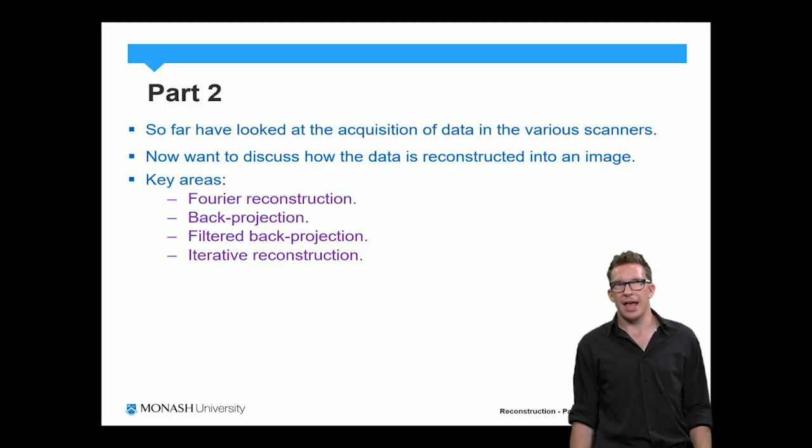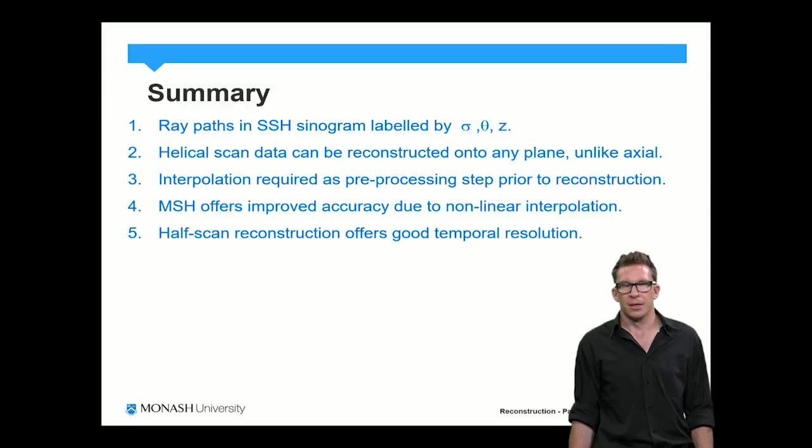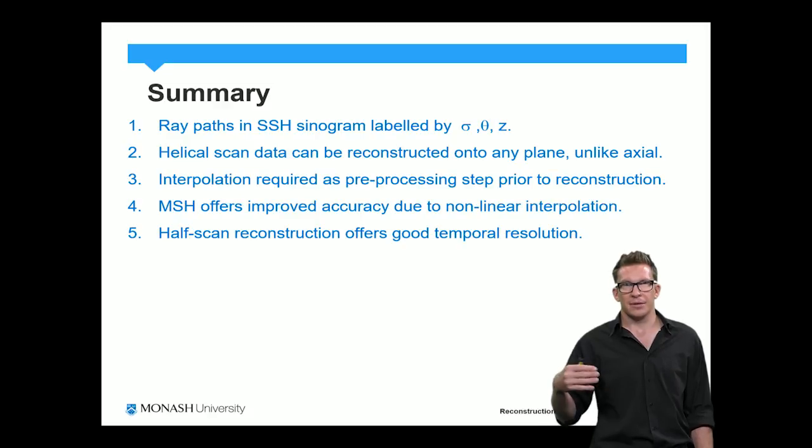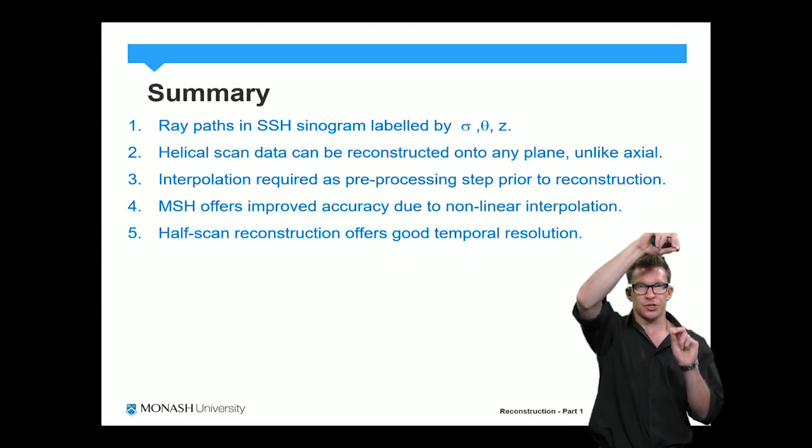Okay, so that brings us to the end of our initial discussion in the reconstruction stage. In the next session, we're actually going to go on to discuss the Fourier reconstruction process, back projection, filter back projection, and iterative reconstruction in more detail. So to summarize what we've taken away from this session, you should be aware that the ray paths that are collected in a CT data set can be indexed by sigma, theta, and Z. So that's for a third generation helical scanner. Now in a first generation scanner, we would swap out the sigma for the X with the subscript R, meaning the offset position for the translation of the source and detector channel.